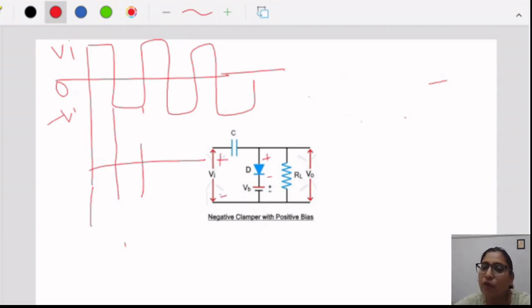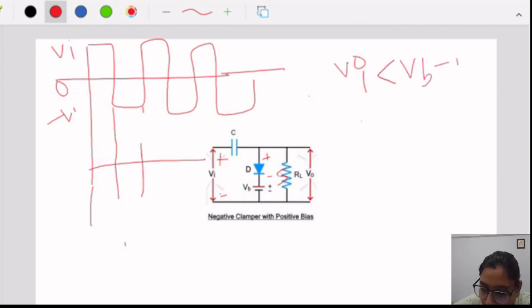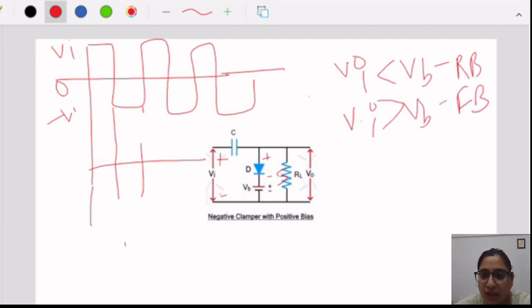The diode would work in forward bias, but due to this VB, the diode works in reverse bias, because the positive terminal of VB is connected to the negative of the diode. So due to this VB battery, the diode will work in reverse bias. We can clearly say that if Vi, the input voltage, is smaller than VB, then the diode works in reverse bias. If Vi is greater than VB, then the diode works in forward bias. So in the positive half cycle, both conditions apply.